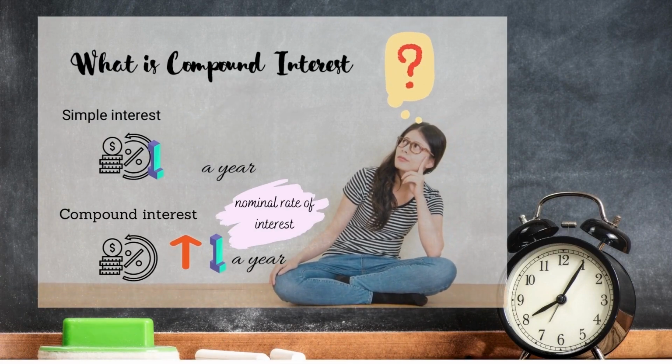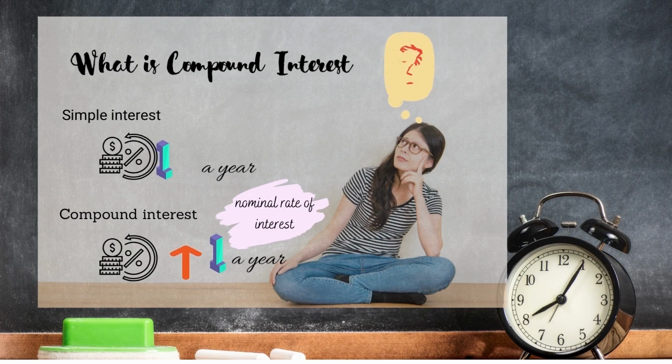If you walk into a bank and open up a savings account, you will earn interest on the money you deposit in the bank. If the interest is calculated once a year, then the interest is called simple interest. If the interest is calculated more than once per year, then it is called compound interest.